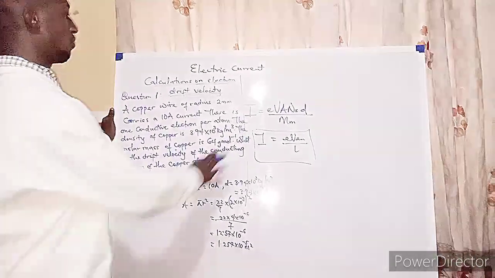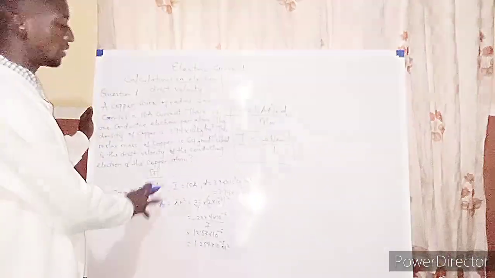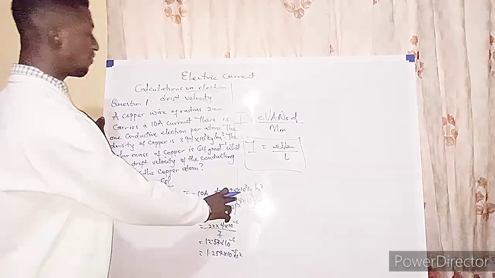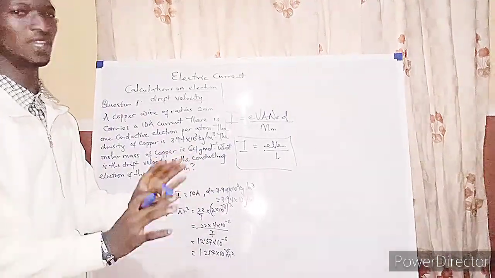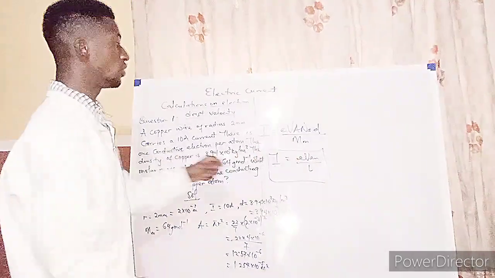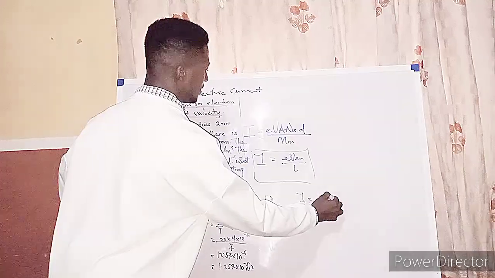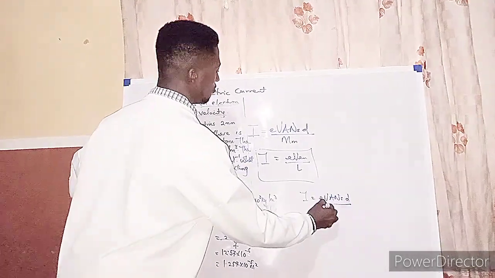Okay, let's come back to the formula to use. These are just the parameters that they gave us. So now we have our density, and once you have your density, don't just doubt it. Use the formula: current is equal to n e v A over M, where M is the molar mass.